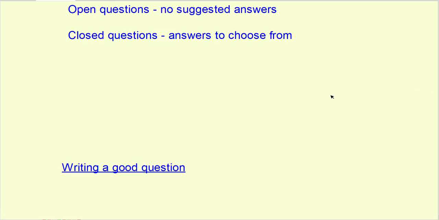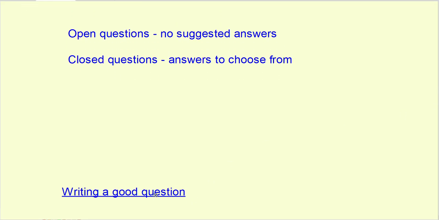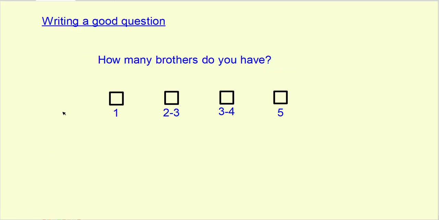Okay. Now, first thing to cover is open and closed questions. They're the two different types of questions on a questionnaire. Open questions are where we have no suggested answers, and closed questions are where you have tick boxes or boxes of some sort, answers to choose from. First thing we need to cover then is how do we write a good question?